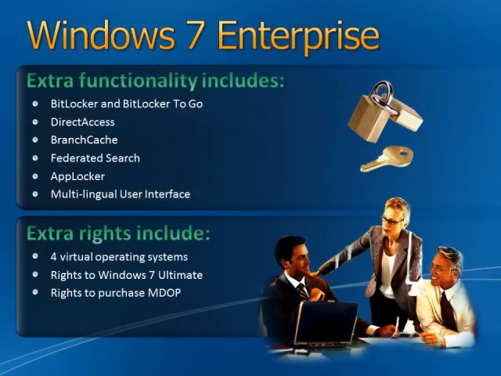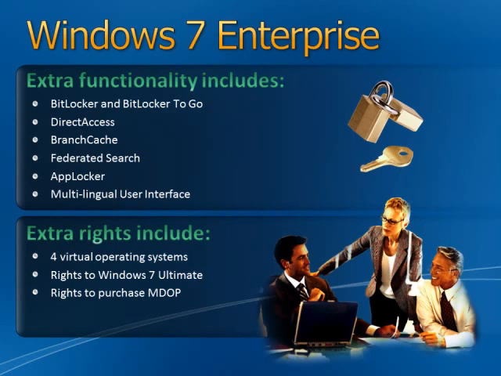So let's take a moment to look at the Enterprise edition of Windows 7 and see what functionality it has on top of the Professional edition. You'll see at the top a list of the different functionality. We've got BitLocker and BitLocker To Go, which is the drive encryption technology. We have things like DirectAccess and BranchCache, and Federated Search, which is an enhanced search technology allowing you to search your data held in different locations.